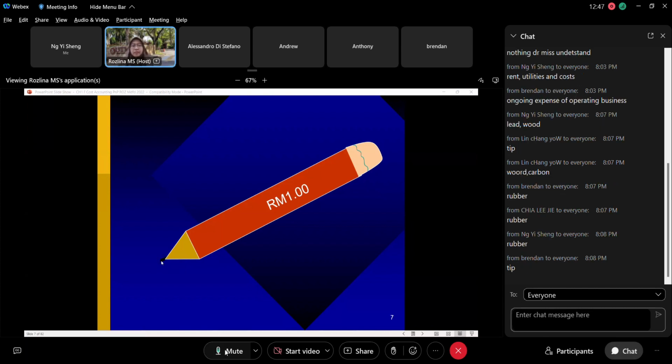The carbon, lead pencil. Lead, the lead inside it. Okay, so if I ask you about the material, you can answer what the material is by observation.